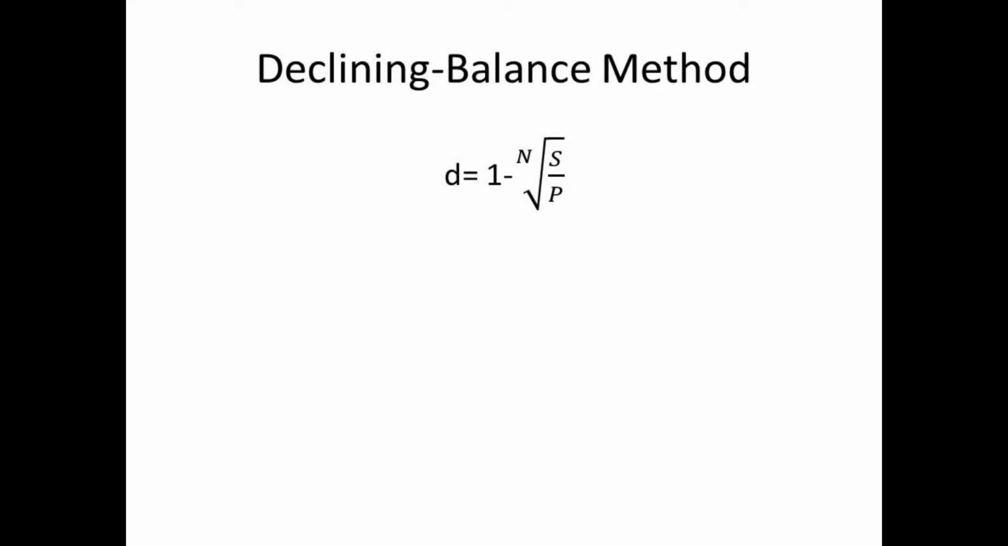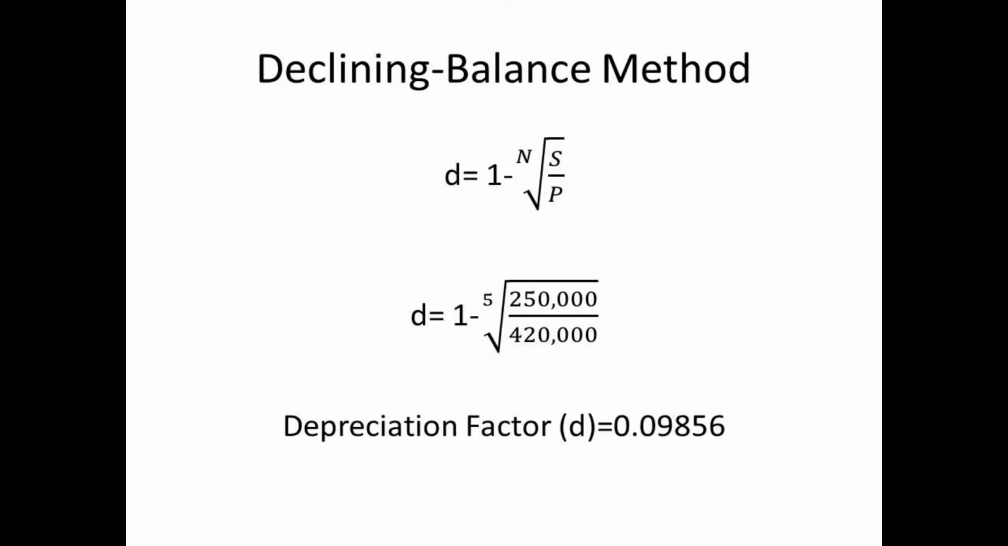The next method used to find the ownership cost is the declining balance method. The first step is to use the depreciation factor, or D, by plugging in the purchase price, salvage value, and useful life to find the depreciation factor, or D, equals 0.09856.